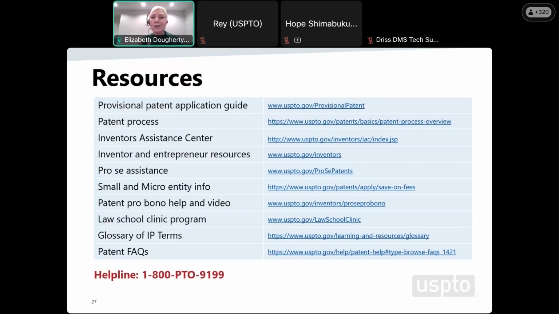And then, of course, patent FAQs. Somebody has probably thought of that question that you have, or maybe your question might become an FAQ. We do also have a helpline at the USPTO, 1-800-PTO-9199, and that is a direct line into the USPTO. They will direct your call to the area of the U.S. Patent and Trademark Office best able to answer your question.